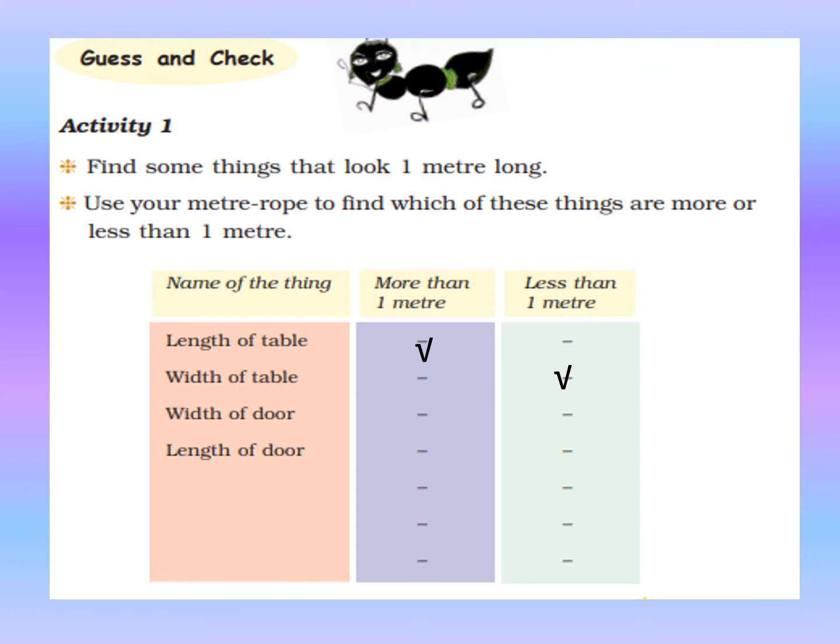Measure the width of your door. It would also be less than 1 meter, but it depends on the size of your door. Now the length of your door would definitely be more than a meter. Write 3 more things and also tick mark whether its length is more or less than a meter.